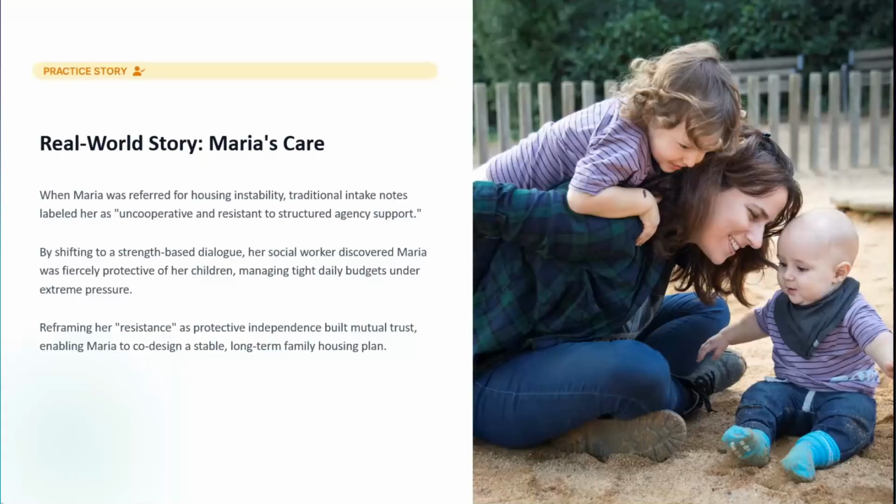But by shifting to a strength-based dialogue, her social worker discovered Maria was fiercely protective of her children, and she was managing tight daily budgets under extreme pressure. Reframing her resistance as protective independence built mutual trust, enabling Maria to co-design a stable, long-term family housing plan.